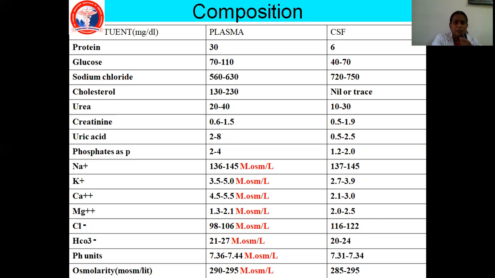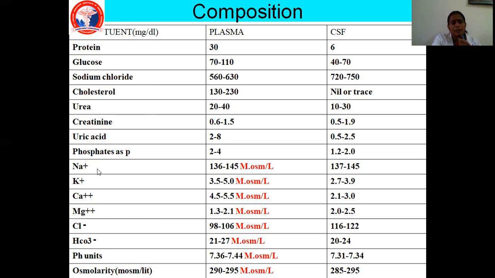Phosphates are 2 to 4 milligram per deciliter in the plasma, and in the CSF it is 1.2 to 2 milligram per deciliter. So next, inorganic ions.